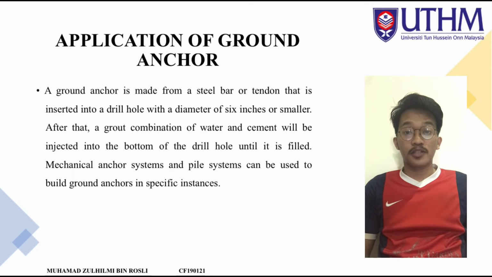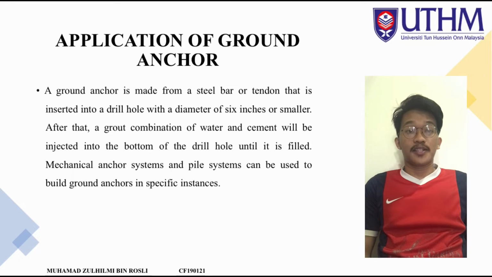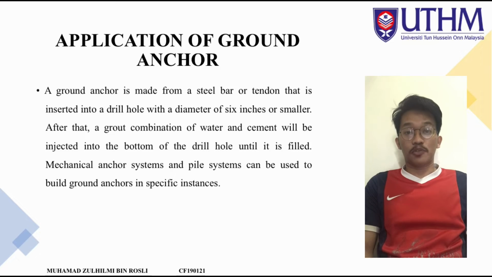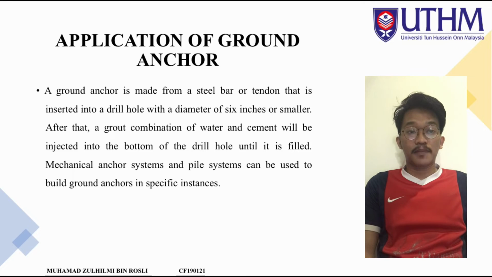So I'll be continuing on the application of ground anchor. A ground anchor is made from a steel bar or tendon that is inserted into a drill hole with a diameter of 6 inches or smaller. After that, a grout combination of water and cement will be injected into the bottom of the drill hole until it is filled. Mechanical anchor systems and pile systems can be used to build ground anchors in specific instances. The type of ground anchor system to choose will be determined by the project size and complexity, as well as how deep the system must be buried in the dirt or stone.